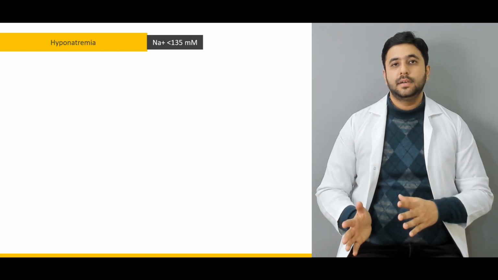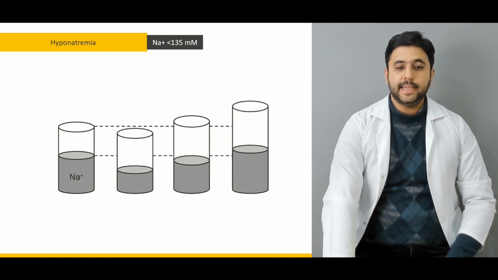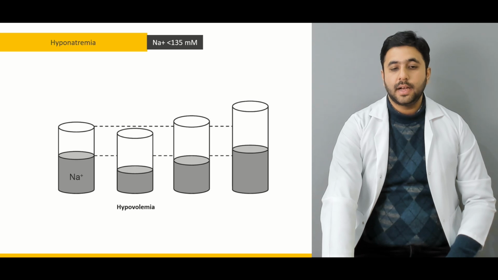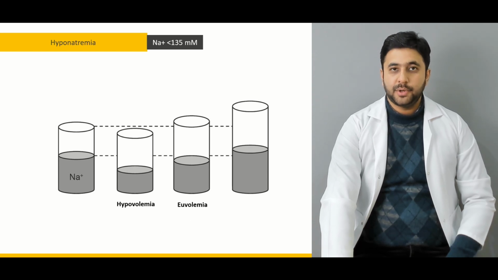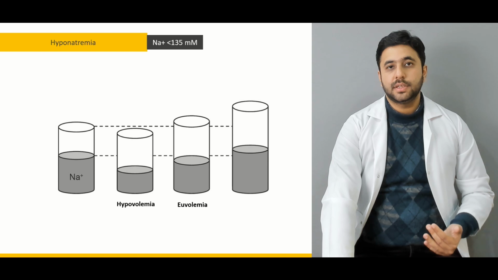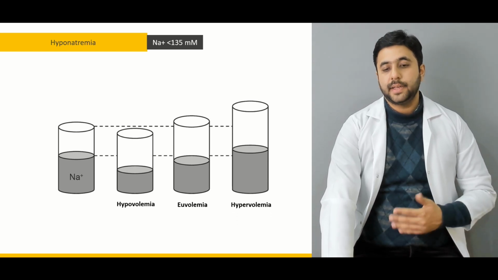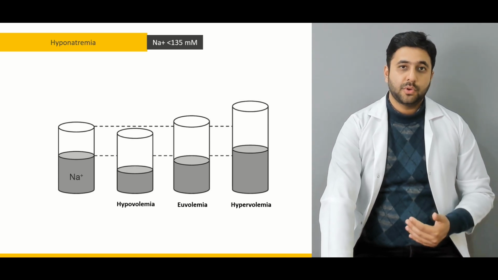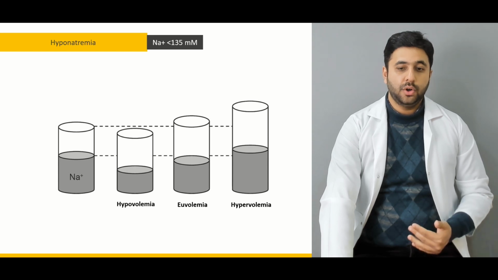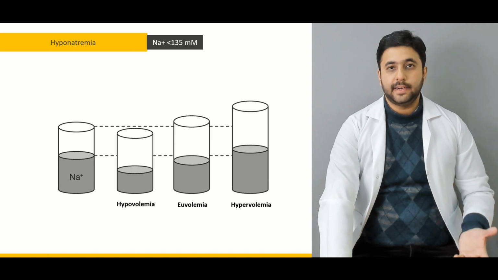Based on the volume status, we have classified hyponatremia for our diagnostic ease into either hypovolemic hyponatremia, in which the overall volume of the patient is low along with the sodium, or euvolemic hyponatremia, in which the sodium concentration is low but the patient is euvolemic, there is no volume deficit. And on the other spectrum, there is hypervolemic hyponatremia, in which despite the plasma sodium concentration being low, the overall volume status is high. The patient is overall volume expanded.